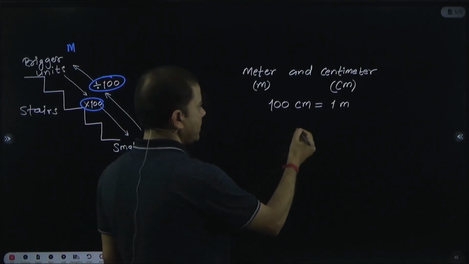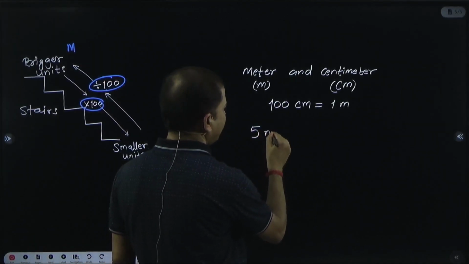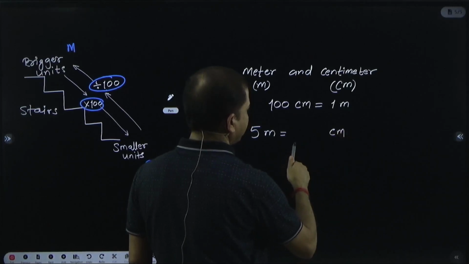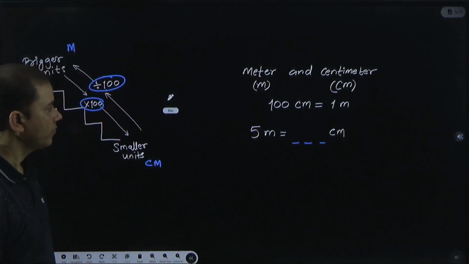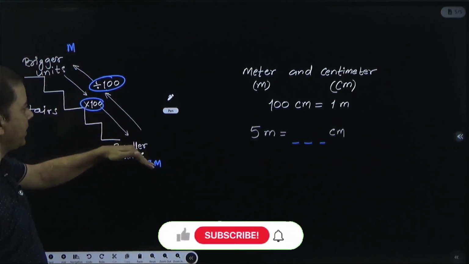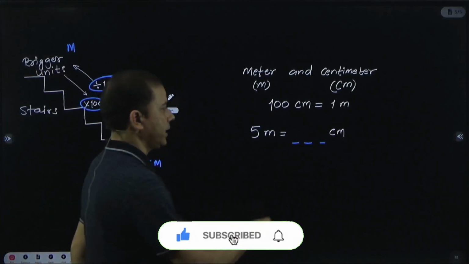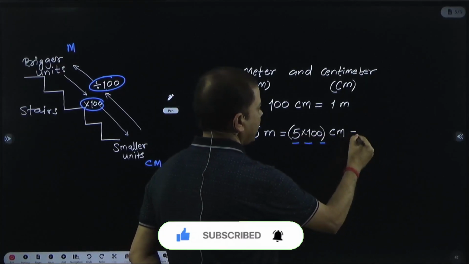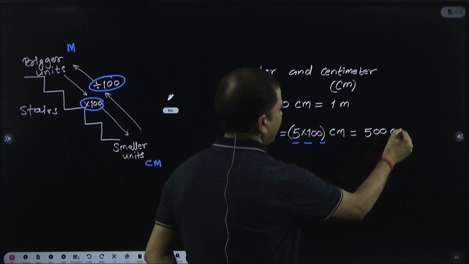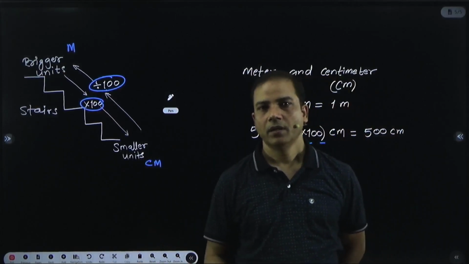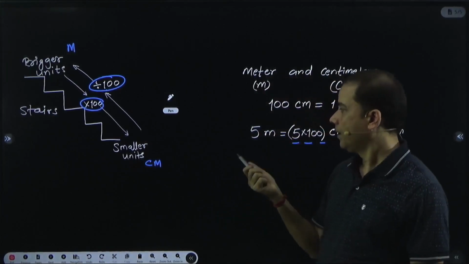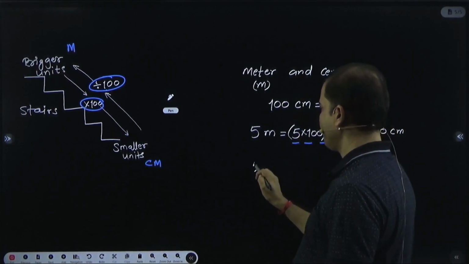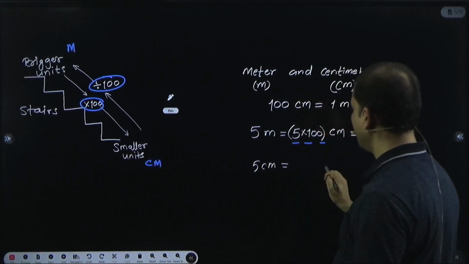Let's take questions. We want to change 5 meter into centimeter. How to? Meter to centimeter, we have to multiply with 100. So 5 multiplies with 100 and we get 500 centimeter. Next, let's take 5 centimeter and we will change into meter. 5 centimeter to meter.